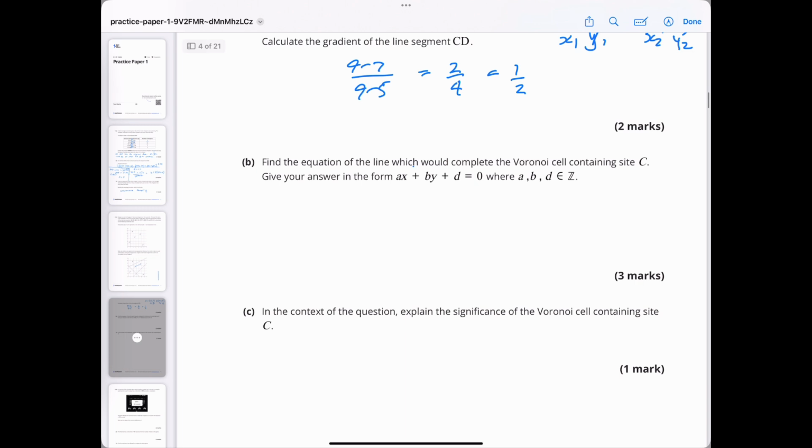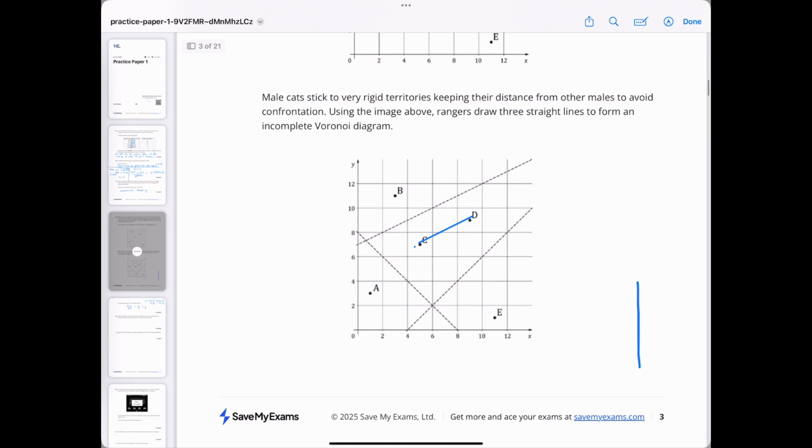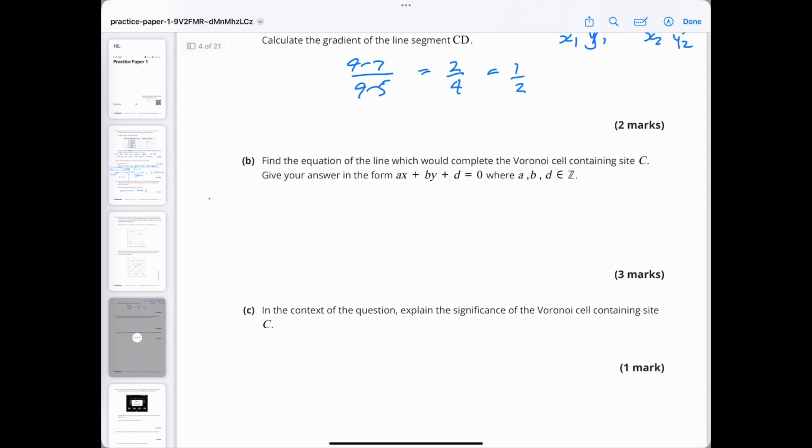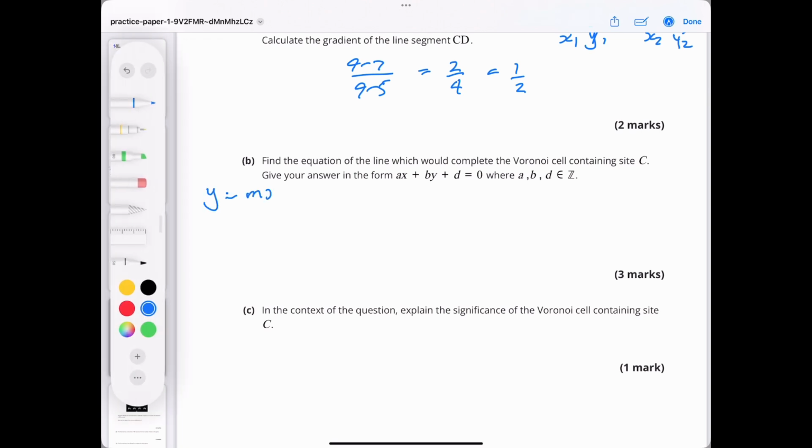Find the equation of the line which would complete the Voronoi cell containing site C and give your answer in this format. So what they're asking us is, you need a line that is halfway between C and D and is perpendicular to it. So let's form an equation of C and D. So it'd be y equals mx plus c. Let's say y equals half x plus c.